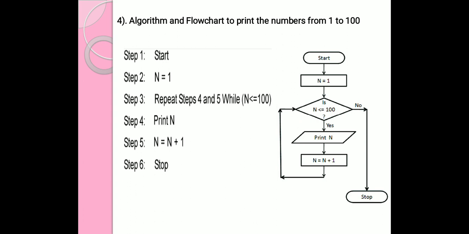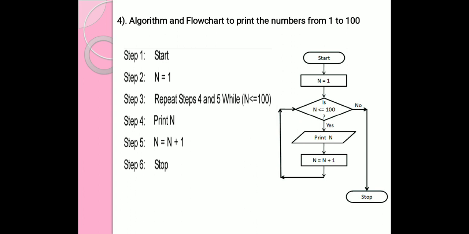Then go to check the condition in step 3. 2 less than or equal to 100. Yes, it is true. Then print 2. Then the value of n is again 3, 4, 5, 6, etc. up to 100. Then when the value of n is 100, print n. Print 100. Then n equal to 100 plus 1, that is 101. Then go to step 3. Then 101 less than or equal to 100 is false. Then don't repeat steps 4 and 5. We repeat steps 4 and 5 only when the condition n less than or equal to 100 holds. When the value of n is 101, it is false, and we go to step 6, that is stop.